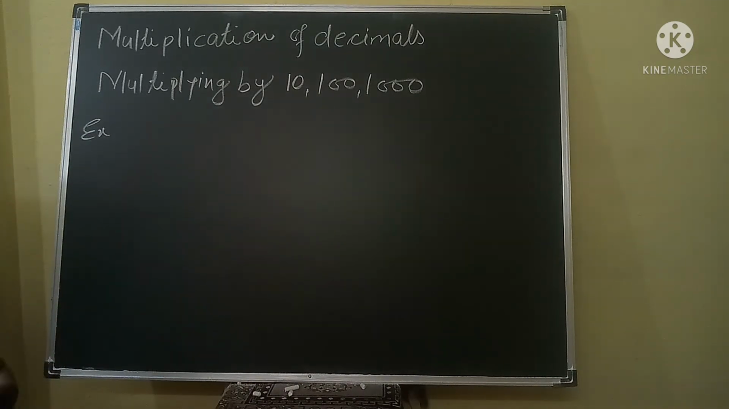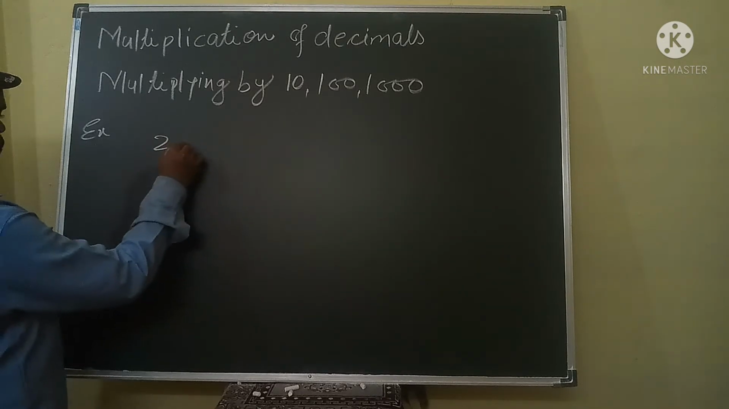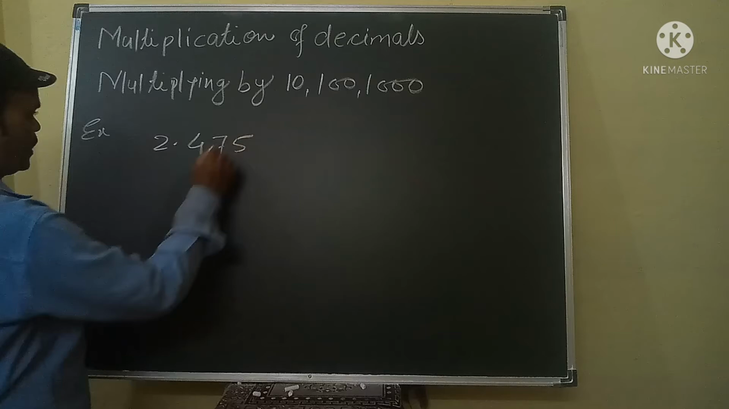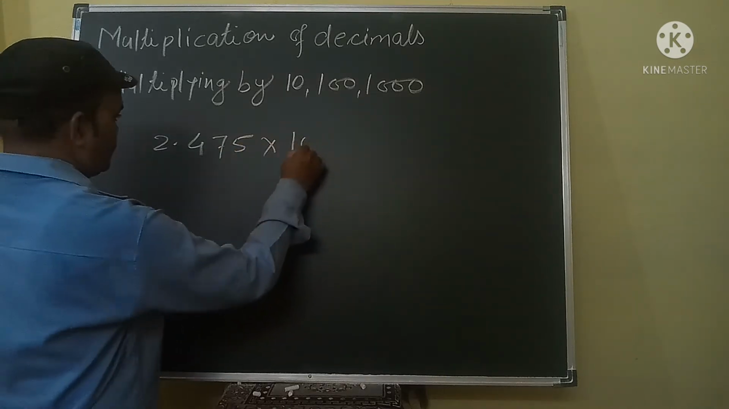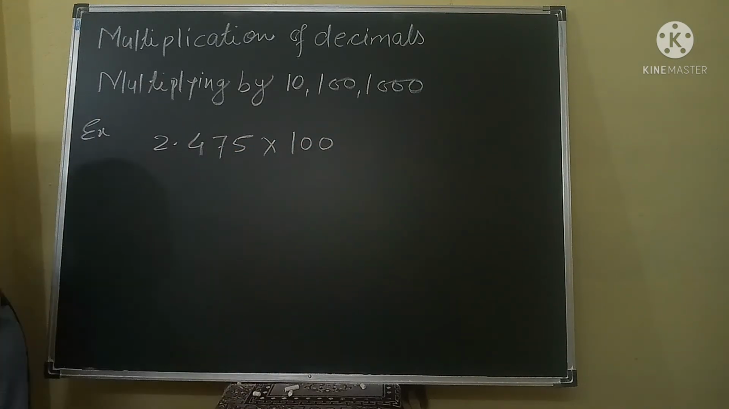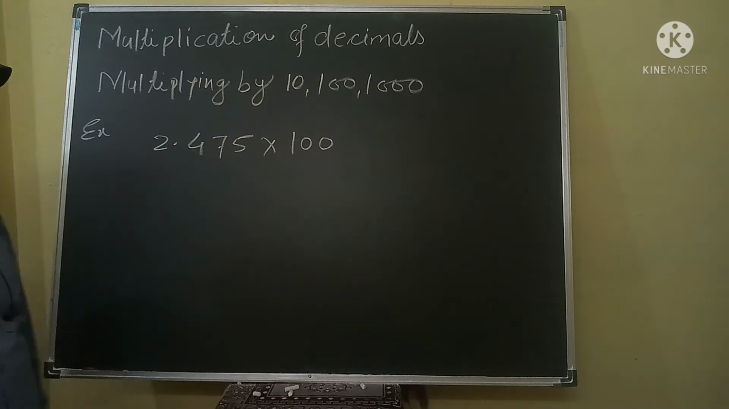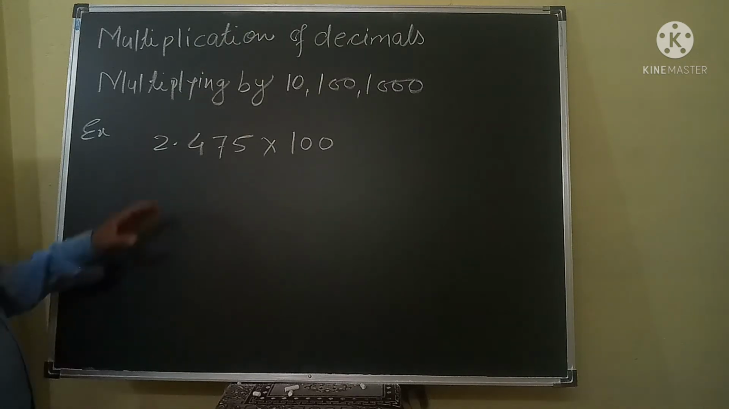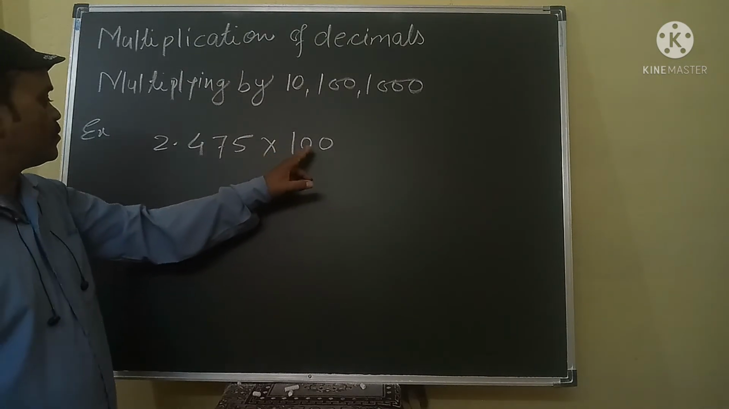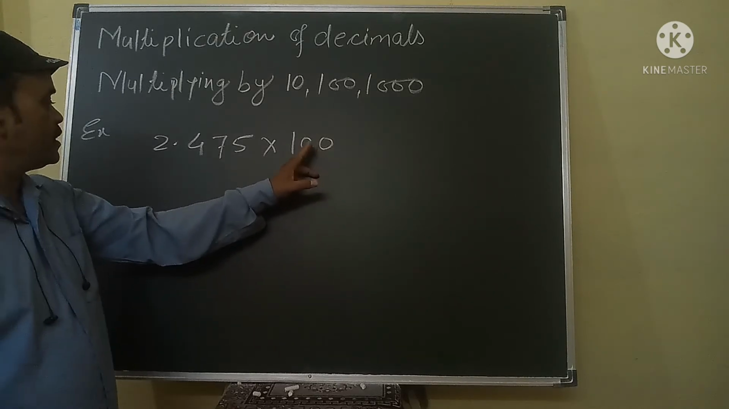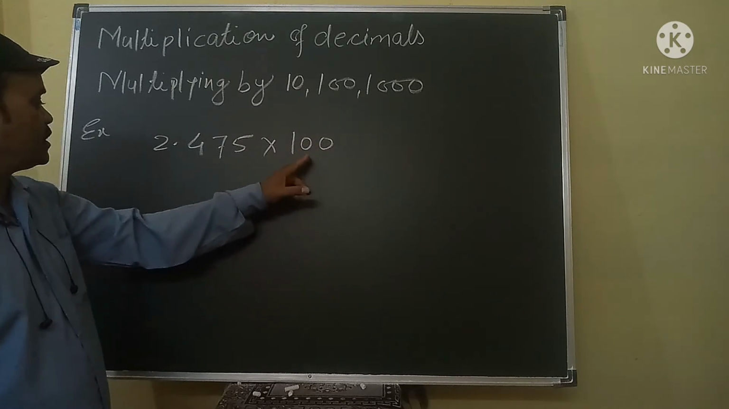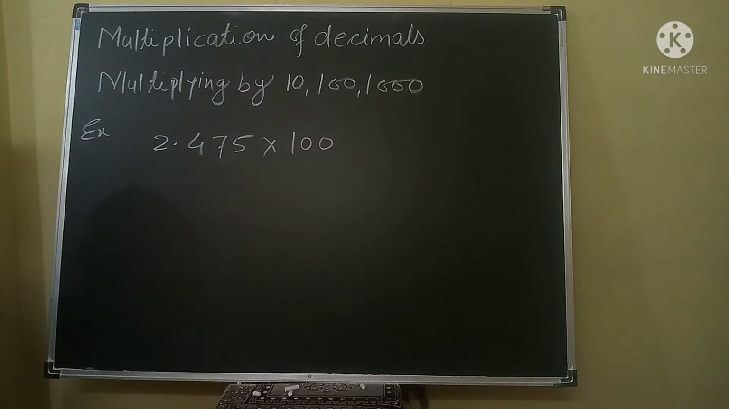Now we will discuss one more example. Suppose this is 2.475 into 100. Okay, 2.475 multiplied by 100. So what we will do? Now look here. In 100 the number of 0 is 2. That means we will move the decimal point.